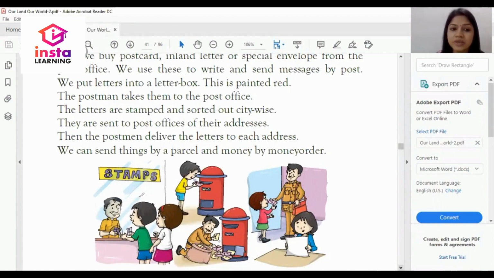The postman takes them to the post office. The letters are stamped and sorted out city wise.